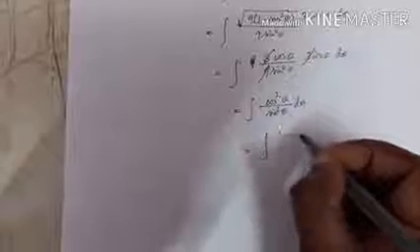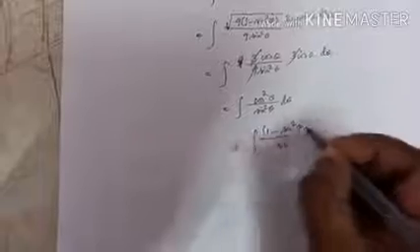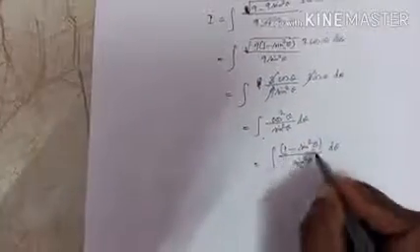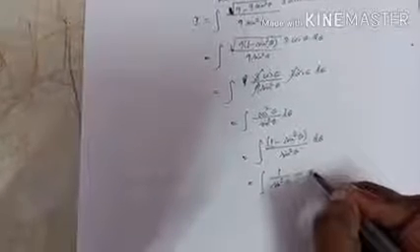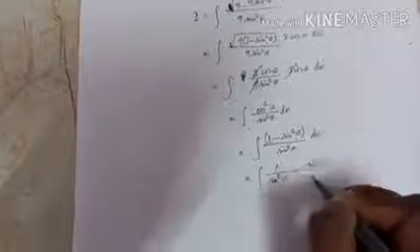We have learnt many methods earlier in integration. So let us write cos square theta as 1 minus sin square theta, whole divided by sin square theta, d theta. Divide each term by sin square theta. So 1 by sin square theta minus sin square theta by sin square theta, whole thing into d theta. This 1 by sin square theta is cosecant square theta, and this is 1, whole thing into d theta.